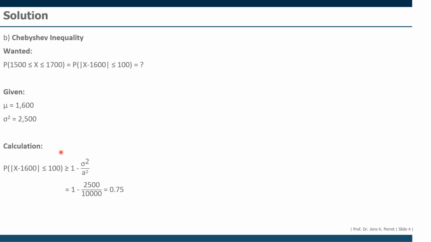So I can use Markov if I only have the average, want to know how does this calculate for values being larger than a certain value. And I can use Chebyshev's inequality if I already also know something about the variance and want to know how does this work out if I deviate by a certain amount from an average.